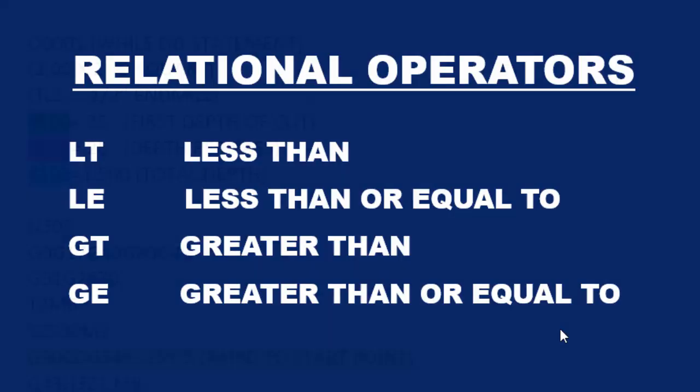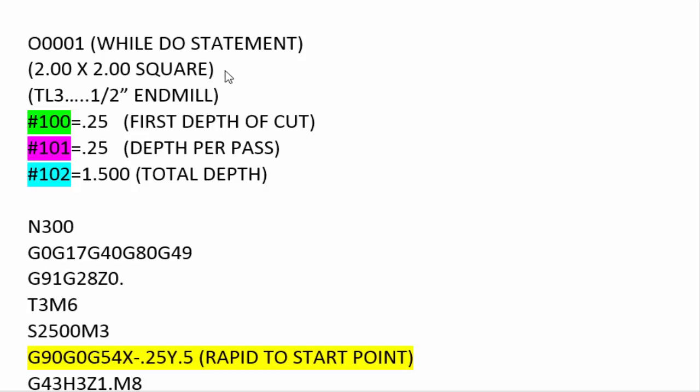Here's our program, and we're going to be milling a 2x2 inch square using tool number 3, which is a half inch end mill. At the top of the program we have three variables: #100, #101, and #102. #100 is the first depth of cut, set at a quarter inch, 0.250. #101 is the depth per pass, so each time we complete one depth of cut, we add a quarter of an inch for the next pass. We're going to do that until we reach a depth of 1.500, which is our #102.